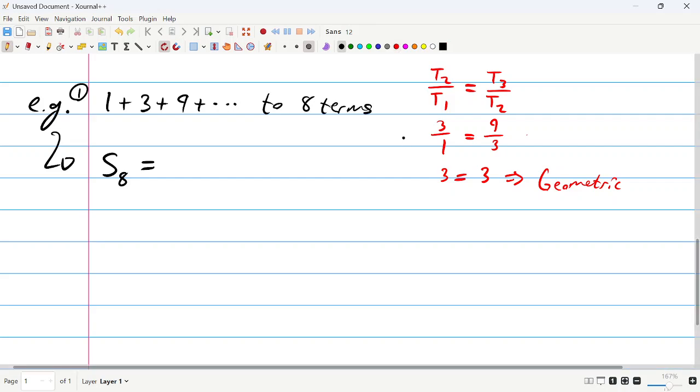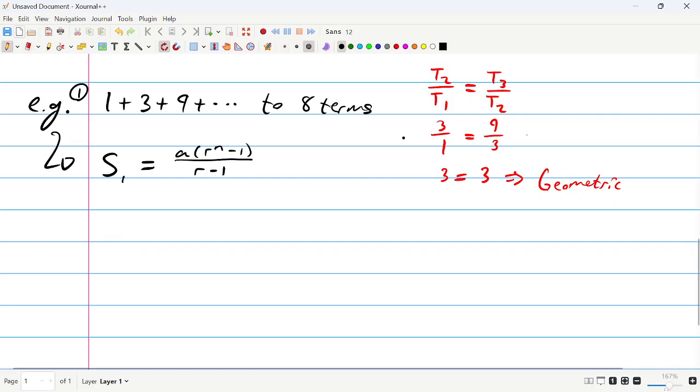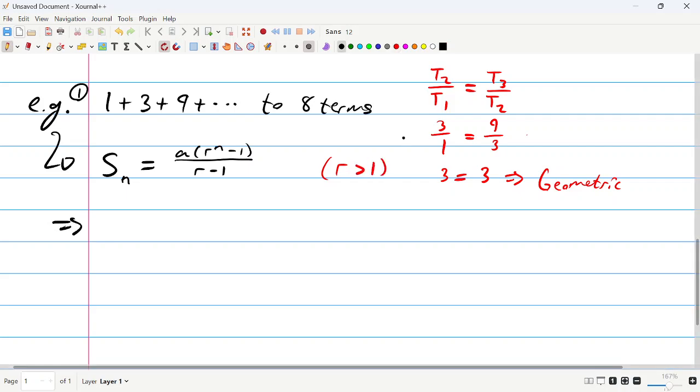So therefore, because R is greater than 1, we are going to use the formula which has R first. So A into R to the power of N minus 1 over R minus 1. So let me rather keep it as Sn equals that. We use this one because in our case R is greater than 1. Then this implies that we want to find the sum to 8 terms.